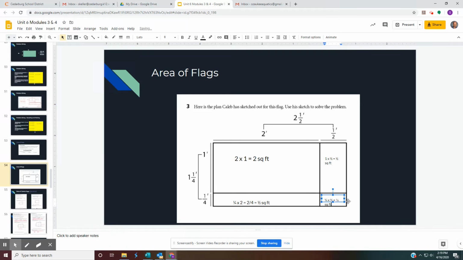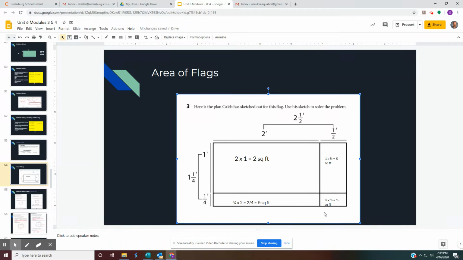Now, in order for me to get an answer, I have to add up each one of my boxes to give me the total, right? So what is 2 plus 1/2, which is 2.5, which gives me the square feet of this part. And then I add the bottom part. So 2.5 plus 1/2 is 3, plus 1/8 is 3 1/8. Awesome. Okay, now it's time for you to try this on your own.